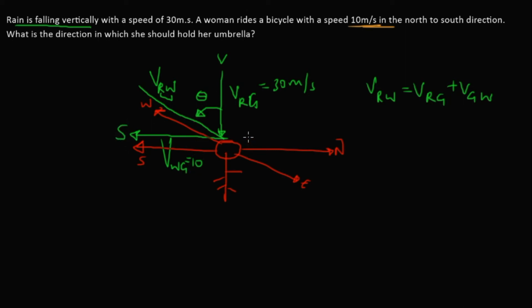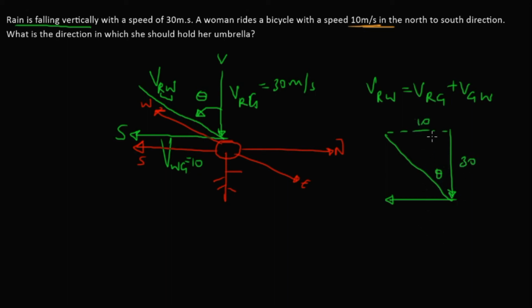Okay, so let's find it. Since this is 10, we can say that this is the vertical, and this is the x-axis component. We have angle theta in this place, and this is 10, and then this is 30.